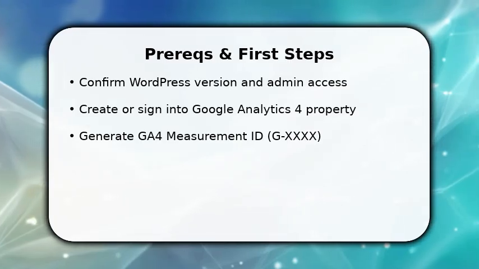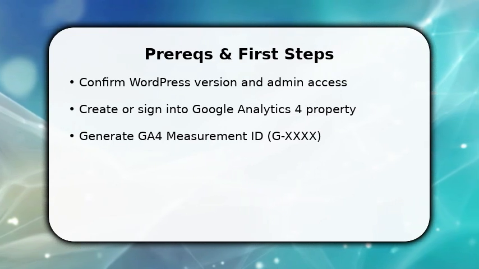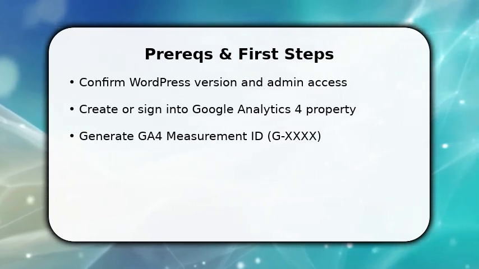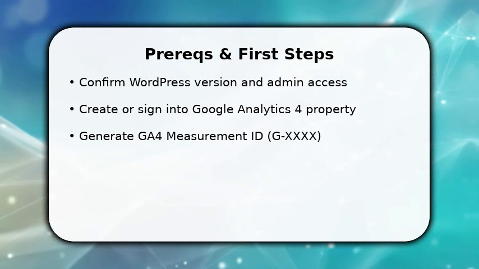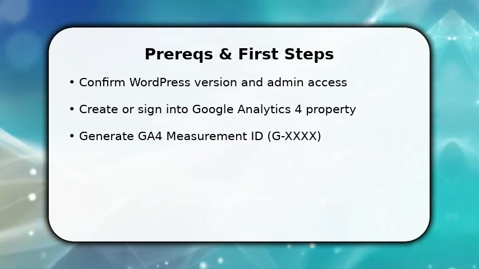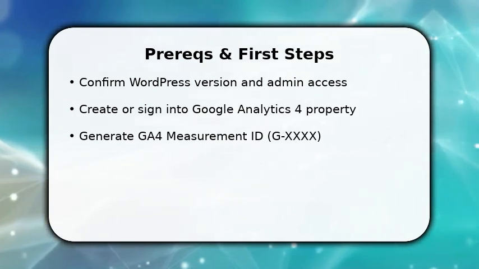You start by confirming you have admin access to WordPress and a Google account. Once logged into Google Analytics, create a GA4 property. Copy the measurement ID labeled GXXXX.